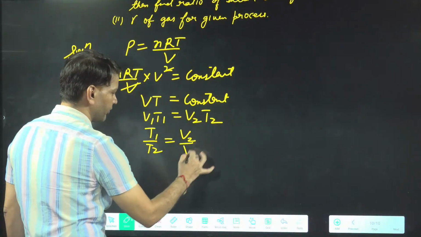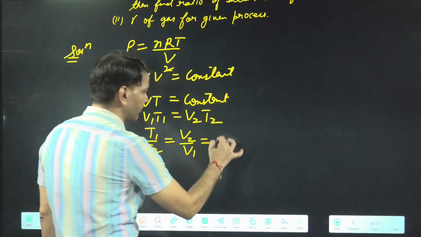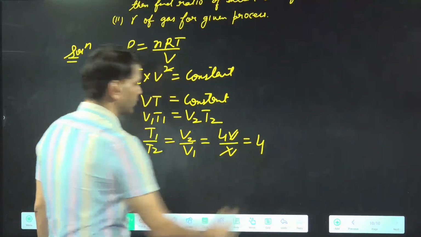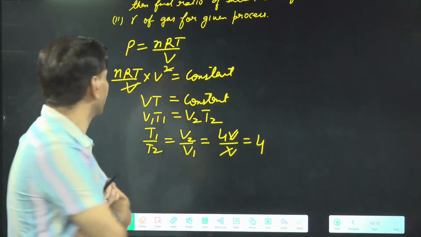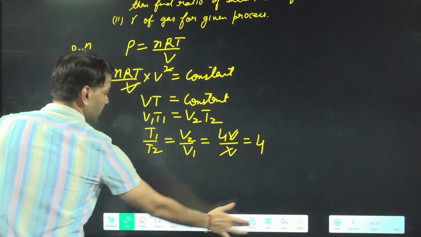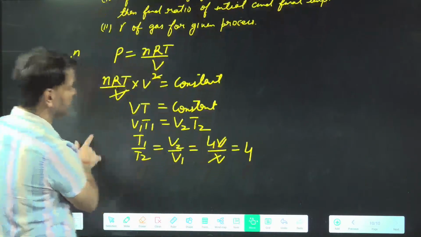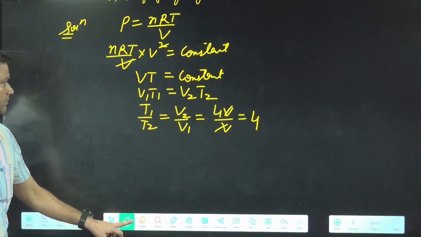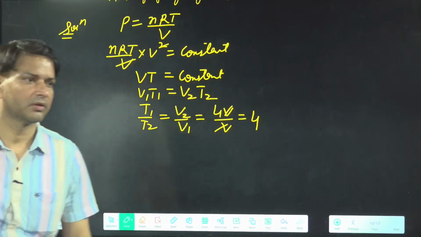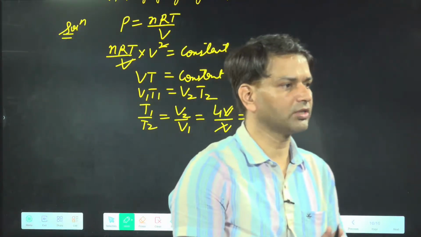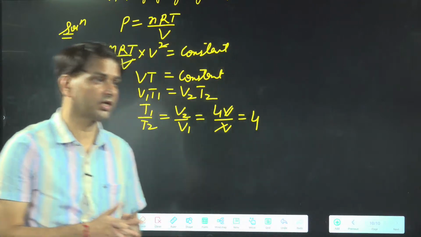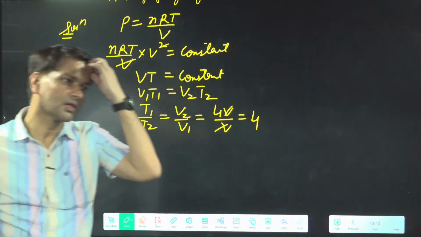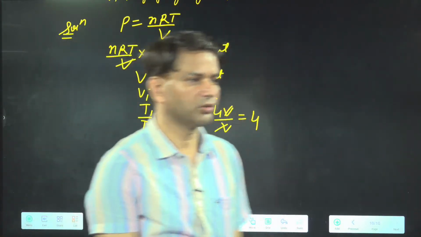V2 by V1. Now the final volume V2 is given as 4 times the initial volume. Suppose the initial volume is V, then you get 4. So T1 upon T2, the ratio of initial to final temperature, is what? 4:1. Okay, 1:4 is the ratio of final to initial, but I am asking the ratio of initial to final, T1 by T2. So the answer is 4.